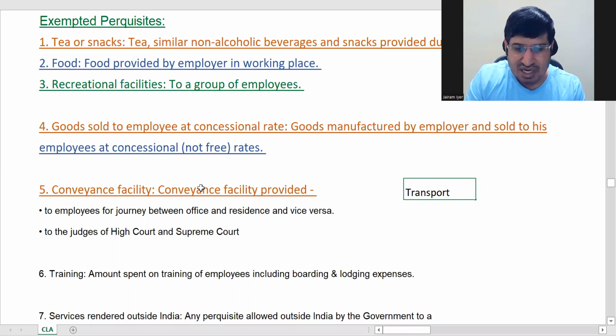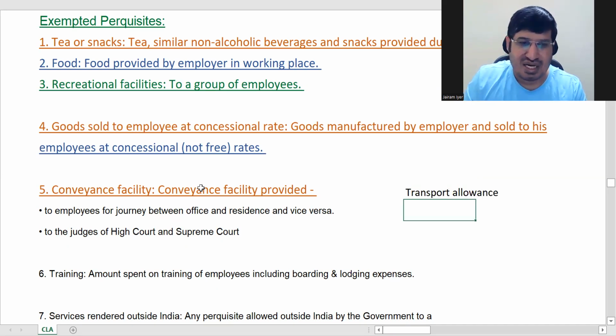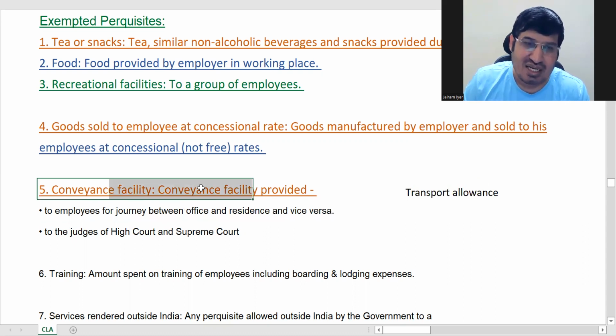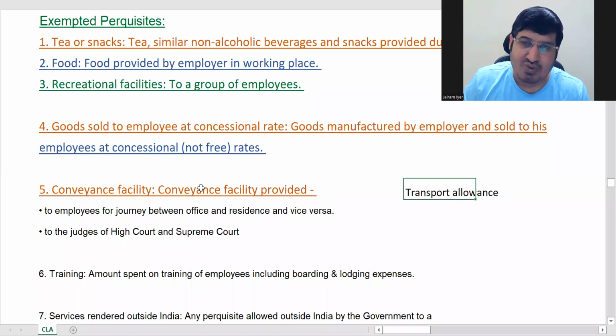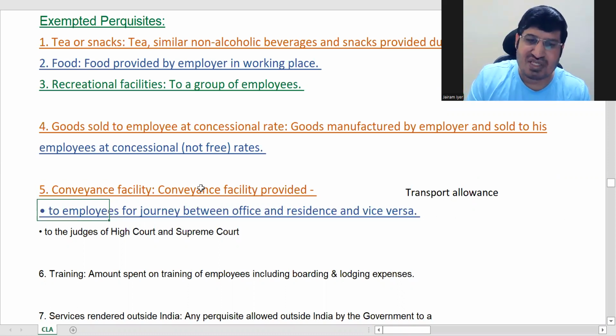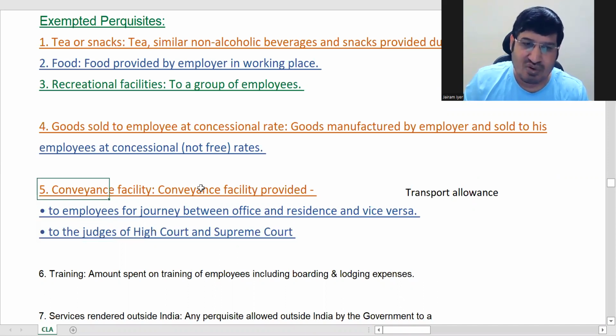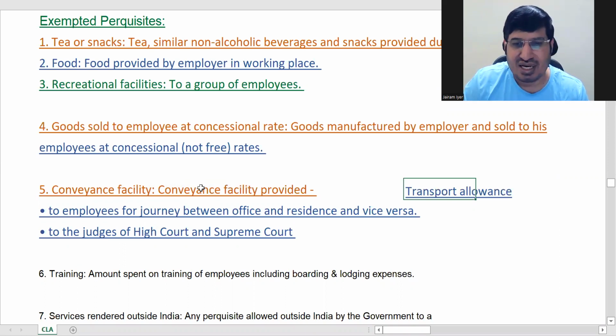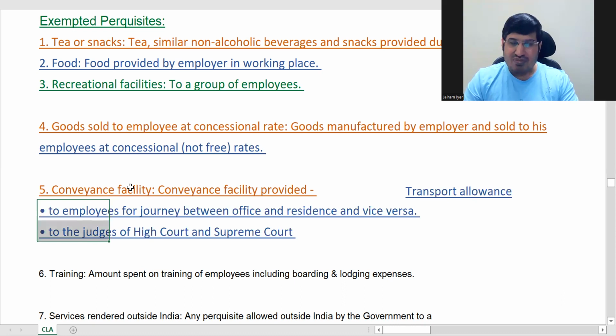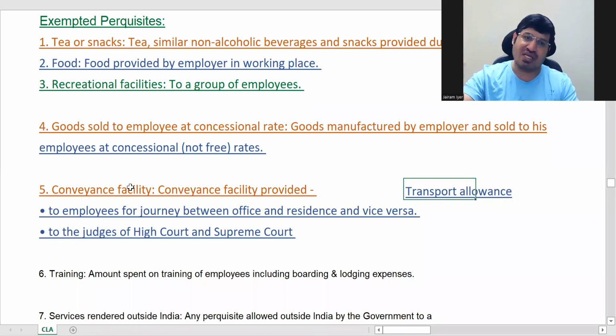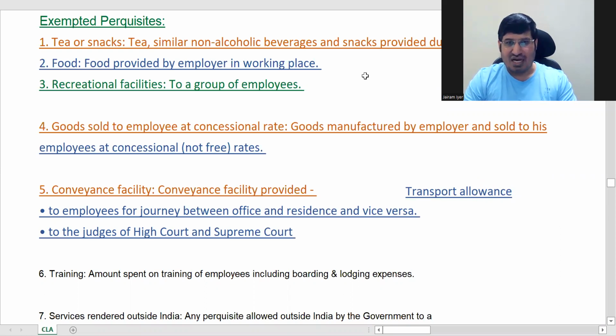ठीक है, नाउ इफ यू कैन टेल मी अबाउट ट्रांसपोर्ट अलाउंस. यहाँ पे ये कन्वेंस फैसिलिटी बोला है ना, लेकिन एक्चुअली ये मैच अप कर रहा है आपके ट्रांसपोर्ट अलाउंस के साथ, नॉट कन्वेंस. क्योंकि इफ यू रीड दिस फर्दर, दिस जर्नी बिटवीन ऑफिस एंड रेजिडेंस एंड vice versa. Okay. So although they have used the word conveyance here, you can compare it with transport allowance. क्योंकि लिखा है क्लियर जर्नी बिटवीन ऑफिस एंड रेजिडेंस या कम्यूटिंग टू ऑफिस एंड होम.